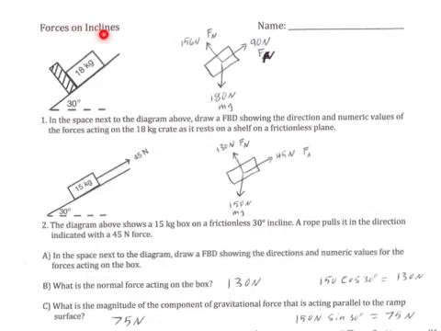Okay, forces on inclines. The trick here is that we're going to use the mg of the object, in this case 180, so I'm going to draw a free body diagram. 180 newtons is the amount of gravitational force acting on it. To find the component of the gravitational force that acts normal to the surface, I'm going to use the cosine function, and to find that part of the gravitational force that acts parallel to the ramp surface, I'll use the sine function of this angle.